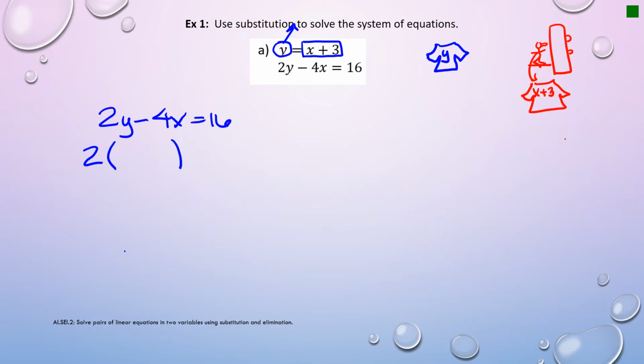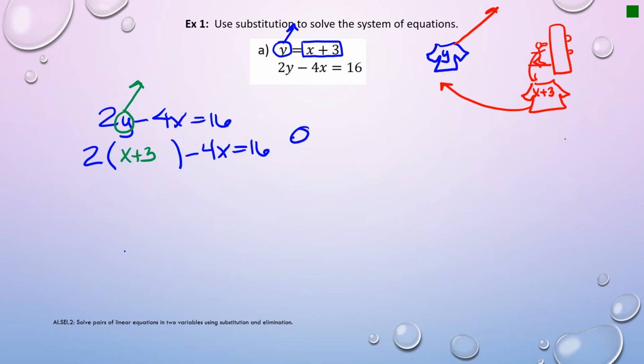So they push the little buzzer, and y comes off the court and in goes x plus 3. It goes in place of y. So over here where I saw the y, we're kicking the y off, and what are we putting in? X plus 3. Good job. Now there's still a minus 4x and an equals 16.